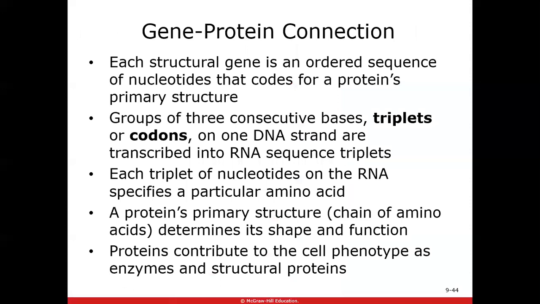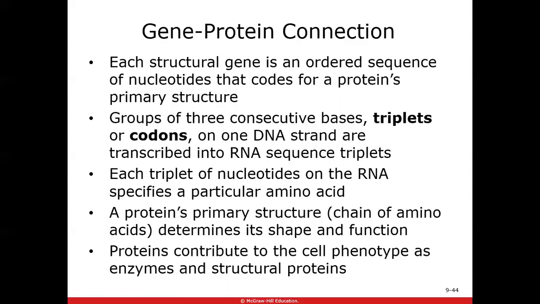So the gene-protein connection, how do you get from a gene to a protein? Each structural gene is an ordered sequence of nucleotides that codes for a protein's primary structure. So groups of 3 consecutive bases, which are called triplets, or codons, on one DNA strand are transcribed into RNA sequence triplets. Those are codons. Each triplet of nucleotides on the RNA specifies a particular amino acid. So a protein's primary structure, or chain of amino acids, determines its shape and functions.